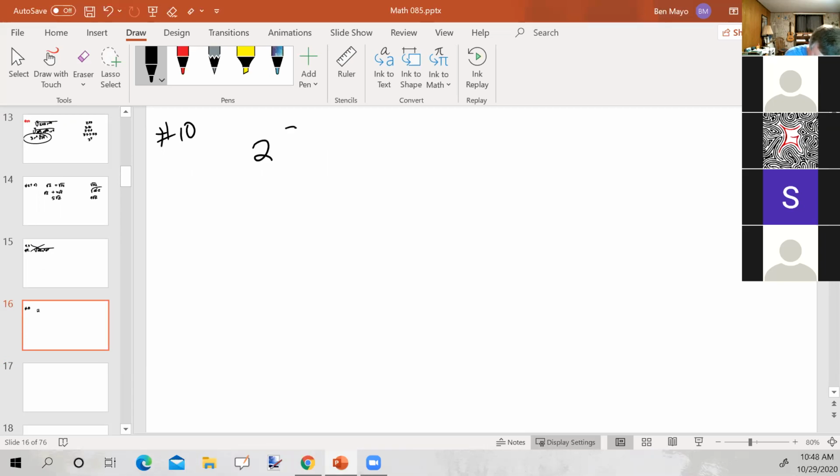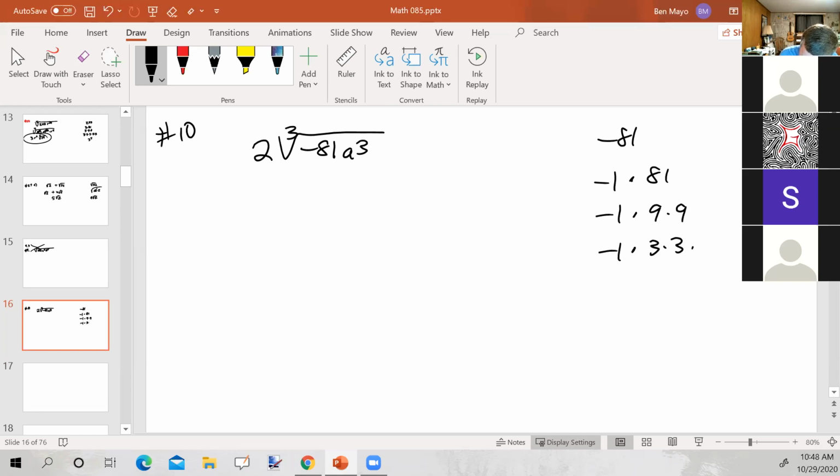Simplify the radical expression. The variable represents a positive real number. We have 2 times the cube root of negative 81a cubed. All right. Negative 81 is negative 1 times 81, which is negative 1 times 9 times 9, which is negative 1 times 3 times 3 times 3 times 3, which is negative 1 times 3 to the 4th, which is negative 1 times 3 cubed times 3. Now, why did I go to all that trouble? Because again, I want powers that are 3s or multiples of 3s and leftovers.